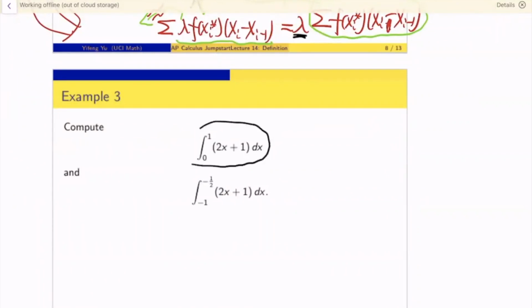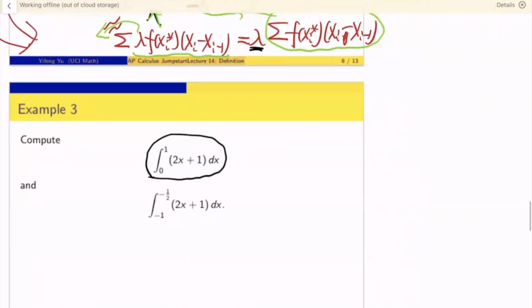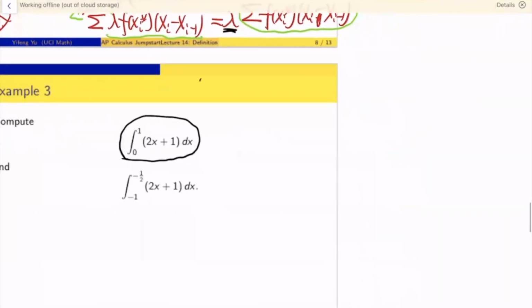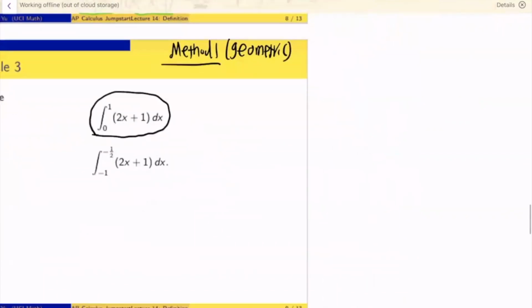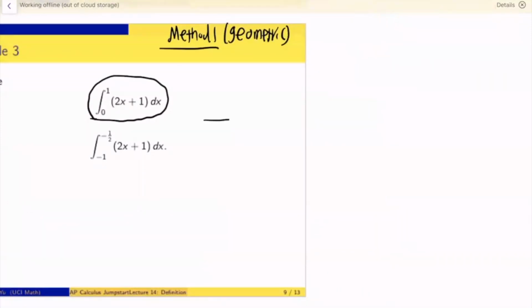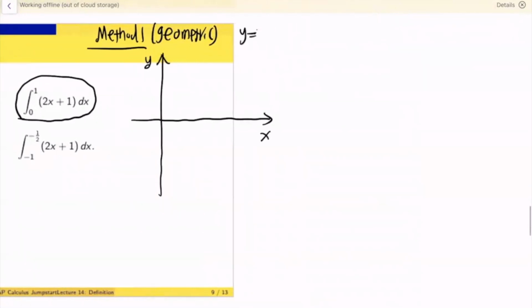Now we can use those properties to calculate integrals. Let's look at the first one. If I want to calculate the integral of 2x plus 1, well, we can use two methods, right? Say method 1, let's use the geometric definition. We know the geometrical meaning: it's just the area below the graph. So this is X and this is Y. So we look at the curve. This is just a line, right? From 0 to 1, when X is 0, Y is 1, and when X is 1, this will be 3, right?